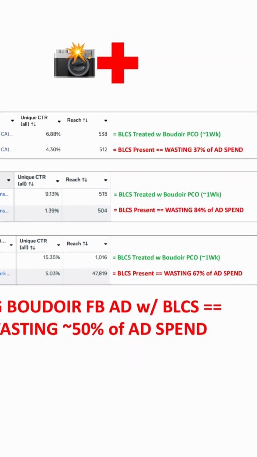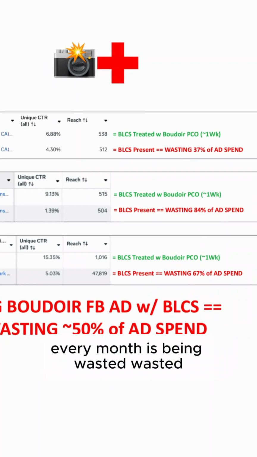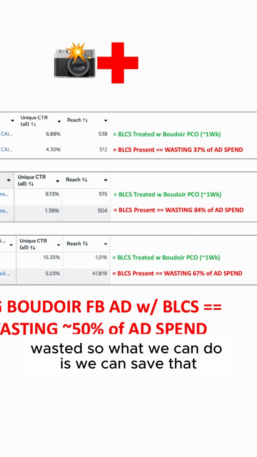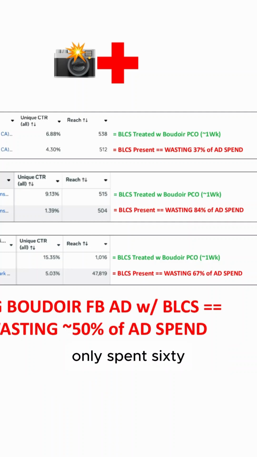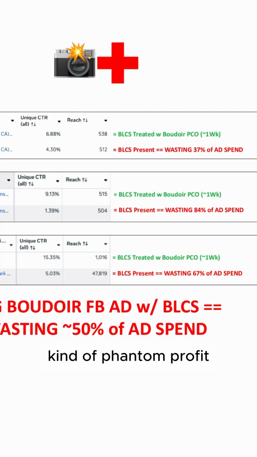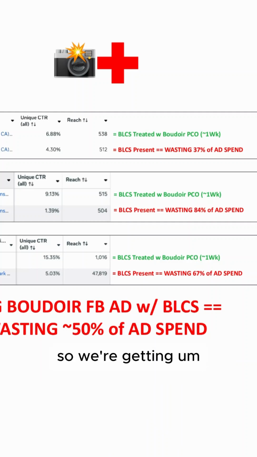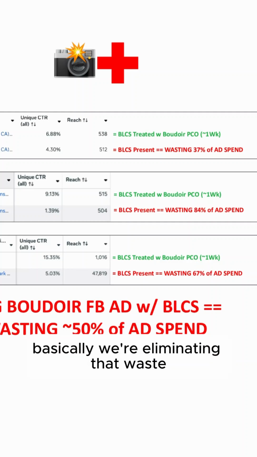So if they're spending 10 grand a month on Boudoir Facebook ads, 3,700 bucks a month, every month is being wasted, wasted, wasted. So what we can do is we can save that, eliminate that wasted ad spend, only spend 6,300 bucks a month on the new Boudoir Pico treated ads. So pocket that, what's that, 40 grand over the next 12 months, kind of phantom profit back in the business owner's pockets. And that will get our ad into the same number of women's brains as running the original ad at 10 grand a month. So we're basically eliminating that wasted ad spend, putting it back in our pocket.